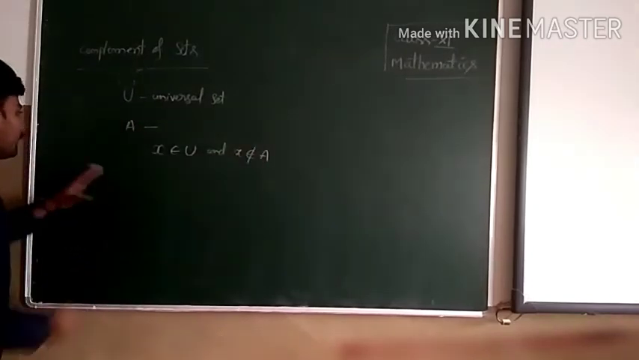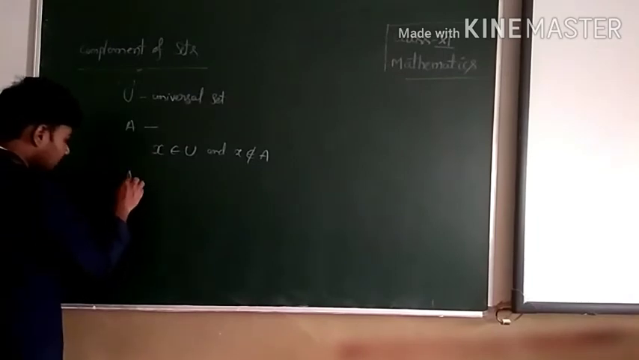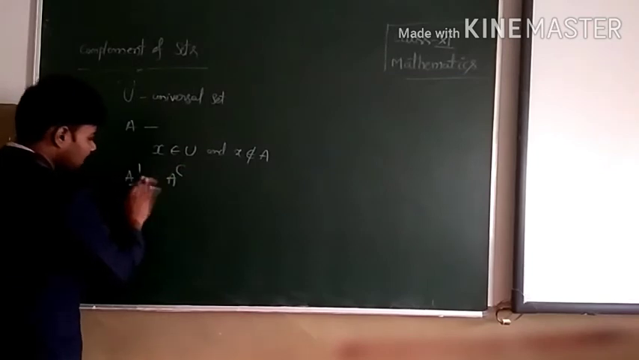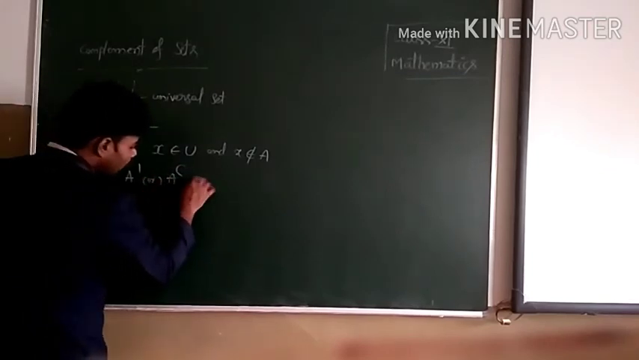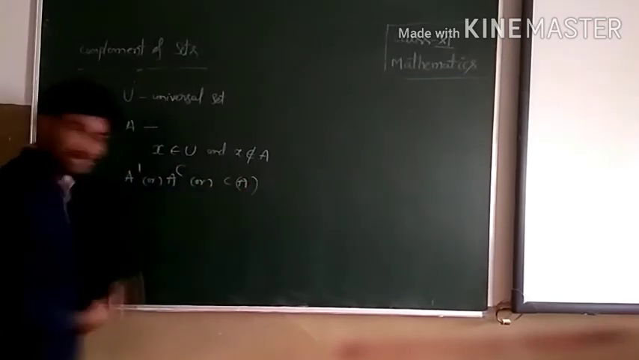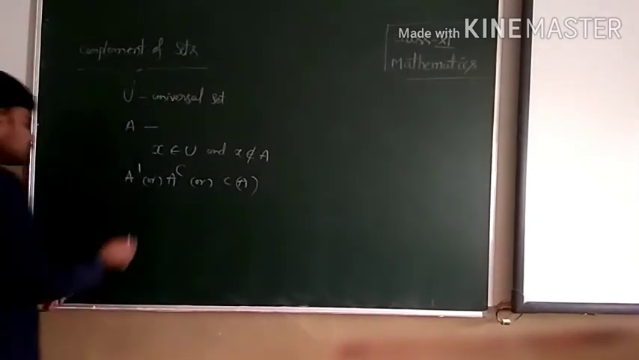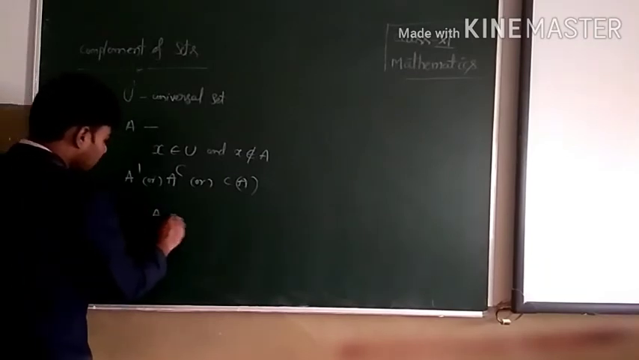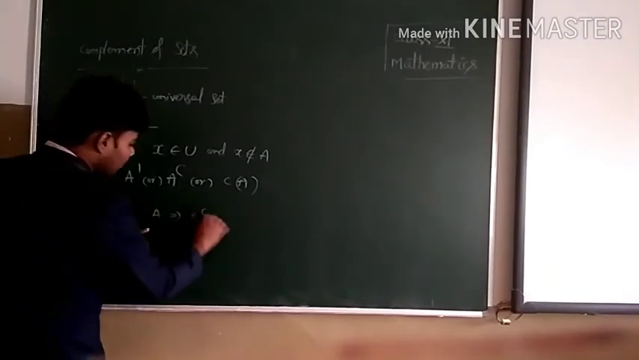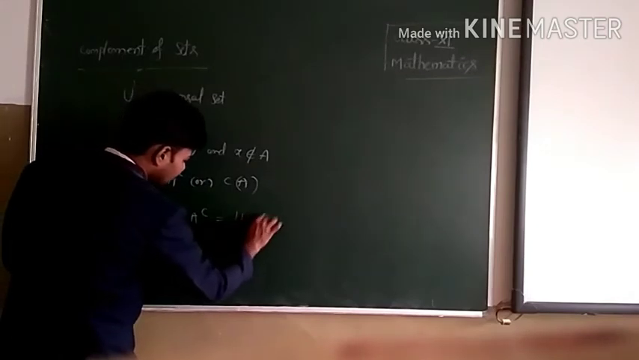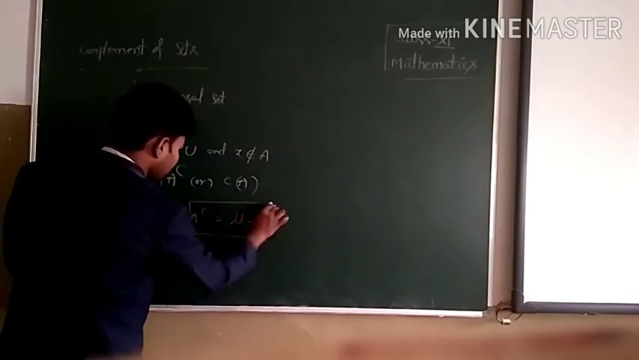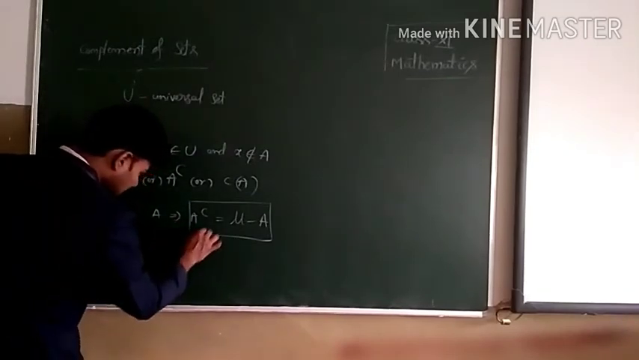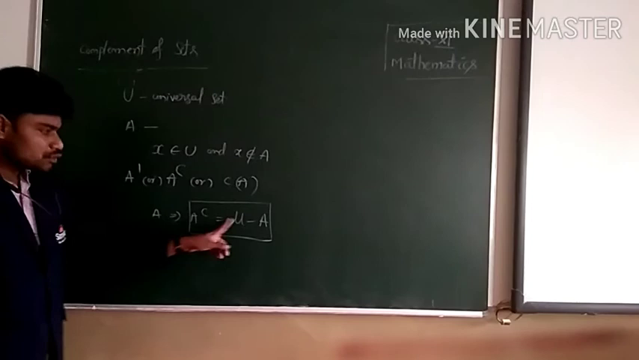The complement of set A we can denote like this: A complement, or we can write it like this also, or complement of A. Now suppose this is the set A, then A complement we can write as mu minus A. This is very important. A complement, or A dash, we can denote this A dash also, is equal to mu minus A.